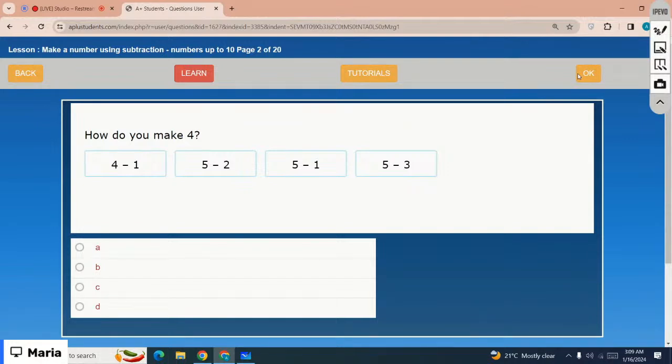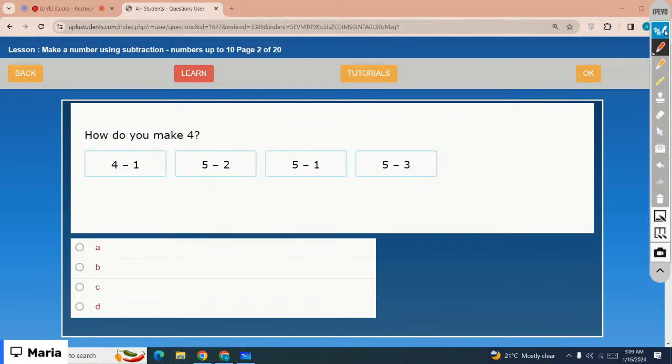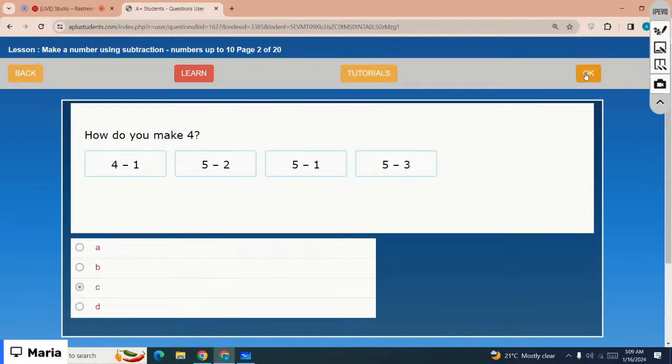Okay, the next one is how do you make 4? Check the options, which one makes 4. You are given 4 options. Just start doing subtraction. 4 minus 1 is 3, 5 minus 2 is 3, 5 minus 1 is 4, and 5 minus 3 is 2. So which is the correct option? This is the one that makes 4. The correct option is 5 minus 1, option number C.